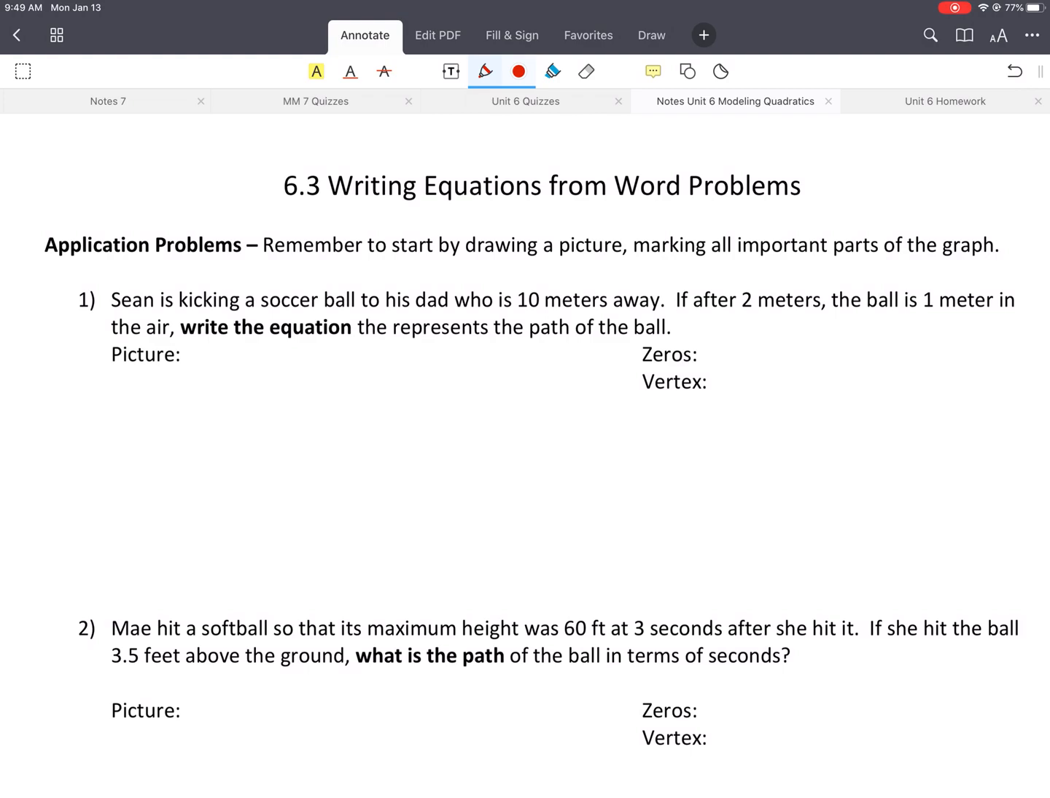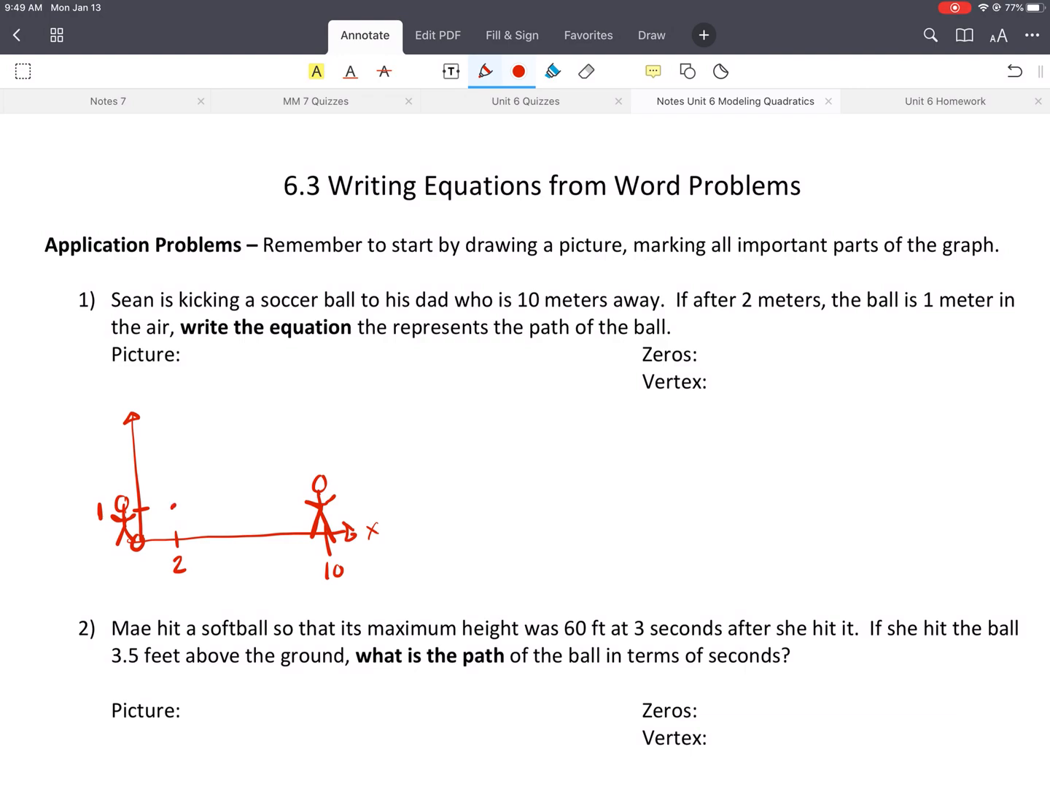So Sean is kicking a soccer ball to his dad. So here's Sean. He has a ball, kicking it to his dad, who's 10 meters away. So we want to come up with some sort of axis. So this would be 10, and this would be height. Y would be height, distance would be x. And then it says after 2 meters, the ball is 1 meter in the air. So we'd want to come up with some sort of point here, would be 2 meters, it is 1 meter in the air. Sorry, my person's in the way, but I think you got it.